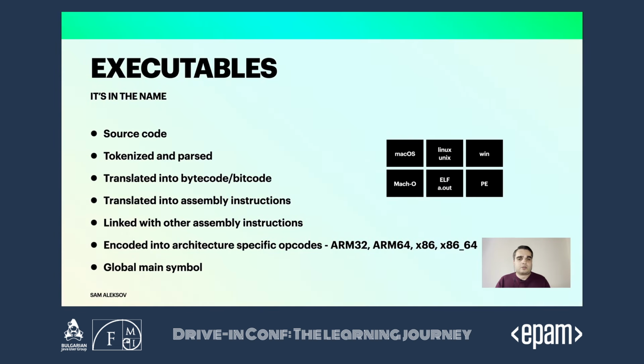So, covering executables on different operating systems. Executables are really every single thing that executes on the machine. It's either source code that has been tokenized and parsed, the result of that being an abstract syntax tree. It has then been translated into bytecode or bitcode, and then translated into actual assembly instructions, linked with some other assembly, and encoded for a specific architecture.